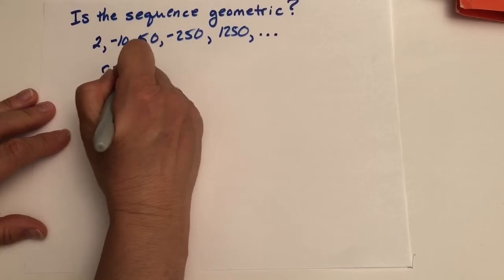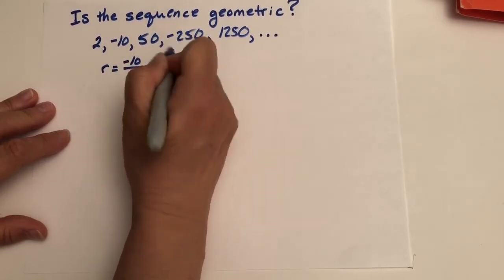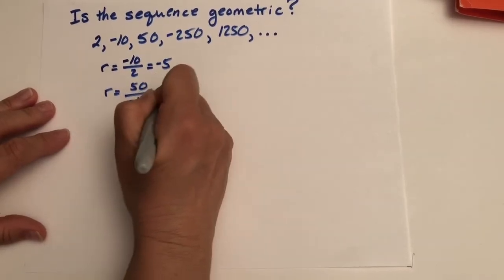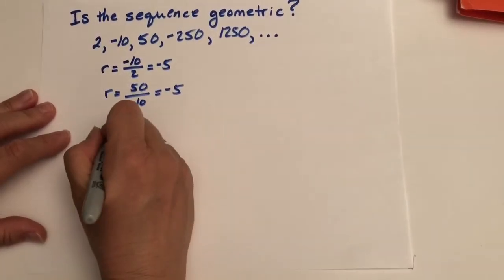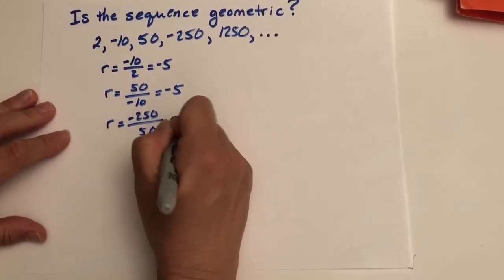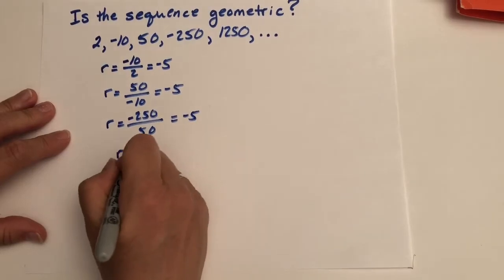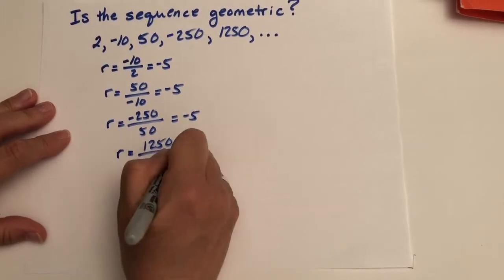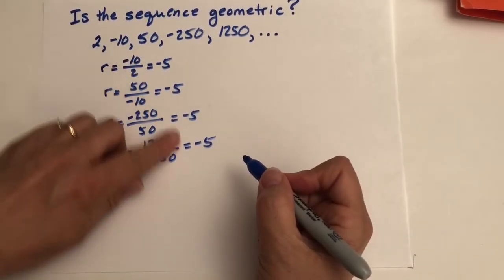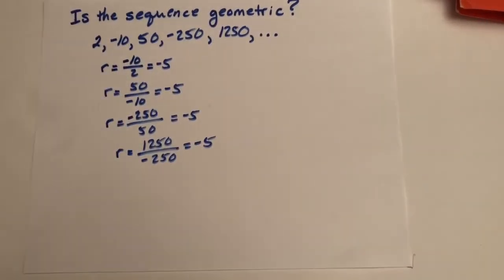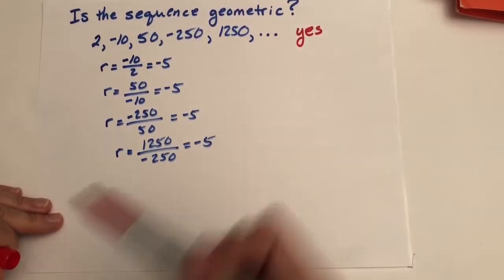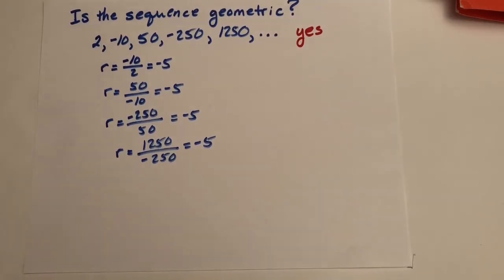-10 divided by 2 is -5. Next two terms, 50 divided by -10 is -5. The next two terms, -250 divided by 50 is -5. And last, 1250 divided by -250 is -5. So in fact, yes, this is a geometric sequence because we have a common ratio for the problem. Let's do another one.